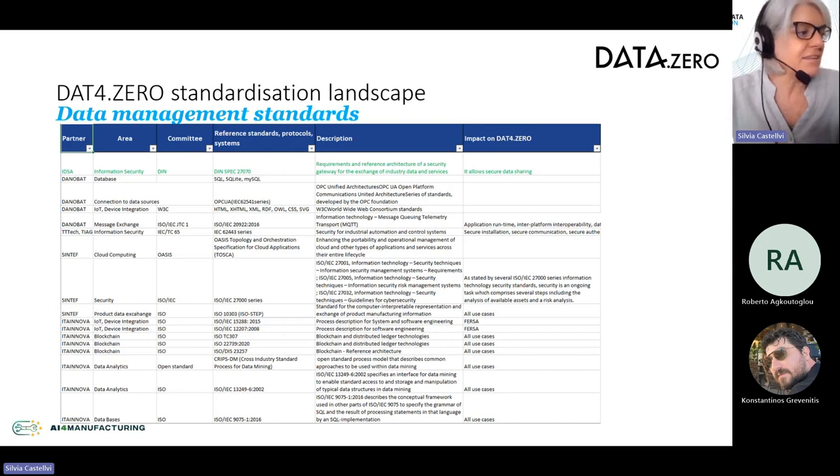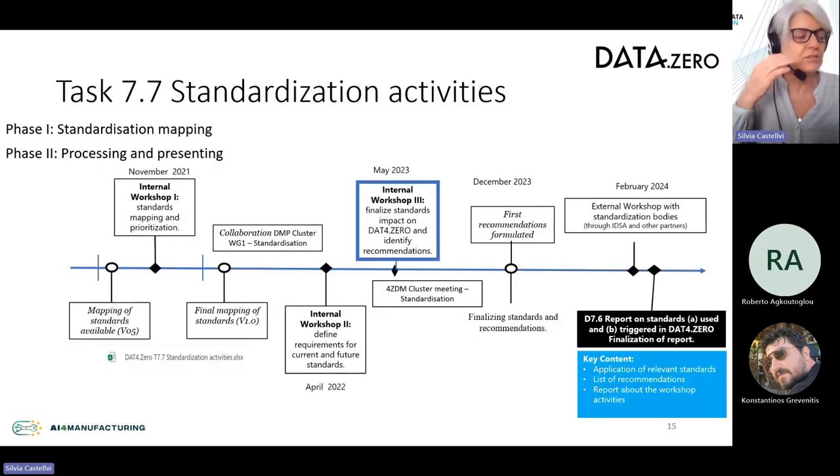So regarding data management, you can see here some of the standards that were reported. For example, OPC UA for data communication, HTML from W3C, but also DIN SPEC from IDSA in order to implement secure data sharing with connectors, but also standards related to data security, IoT, blockchain. I am not going to go into detail. Then we can go again through what we have done.